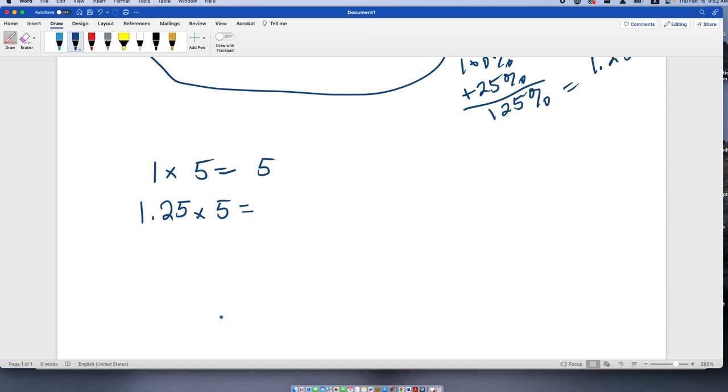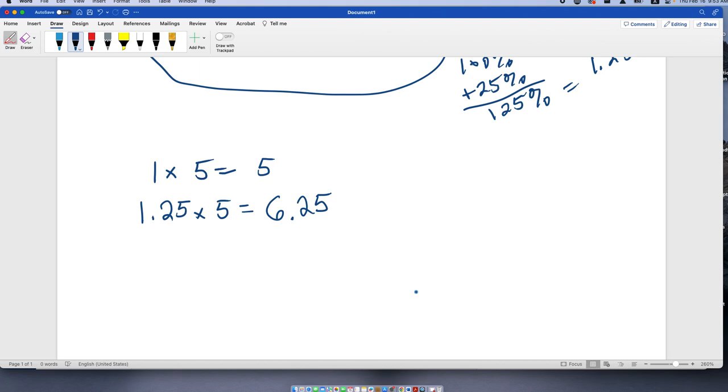Can someone help me with that? What's 5 times 1.25? 6.25. I think you're probably right. 1.25 times 5, yes, 6.25. That's right, good job. My intuition's sometimes off. So we did get bigger, and we increased by 25%. That's what was going on there.